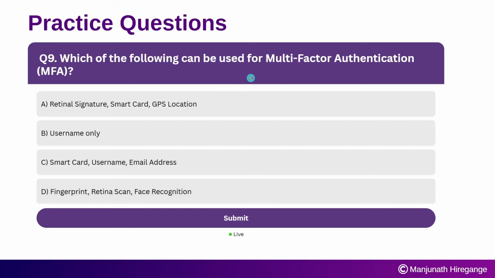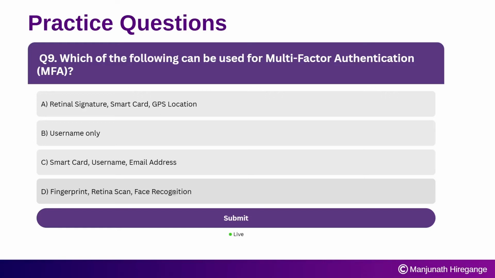If you remember, multi-factor authentication requires two or more authentication factors from different categories, like something you know, for example a password or PIN, something you have, that is a smart card or token, something you are, like a fingerprint or retinal signature, and somewhere you are, like GPS location. So in this, option B is ruled out because it has only one. Smart card, username and email address: username and email address are identifiers, not authentication factors, so it is ruled out. Fingerprint, retina scan, face recognition all belong to something you are.